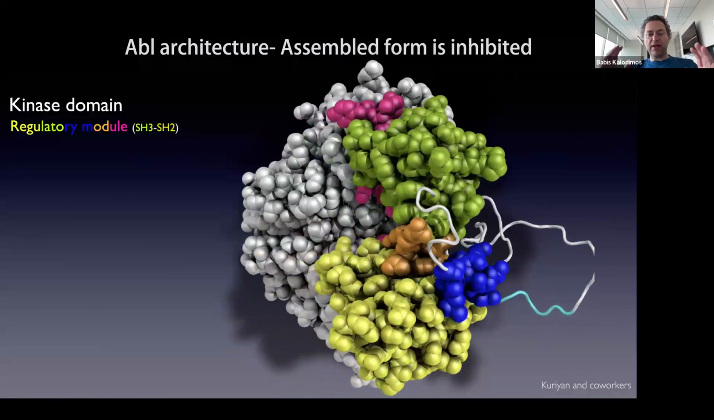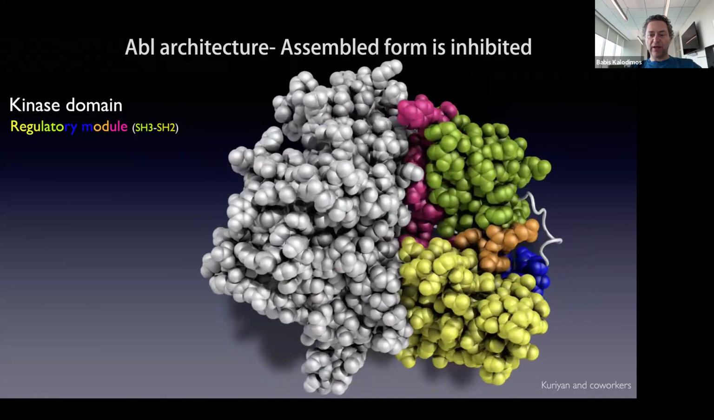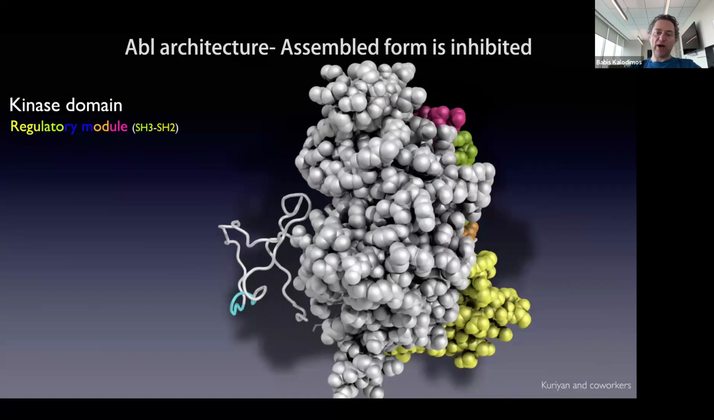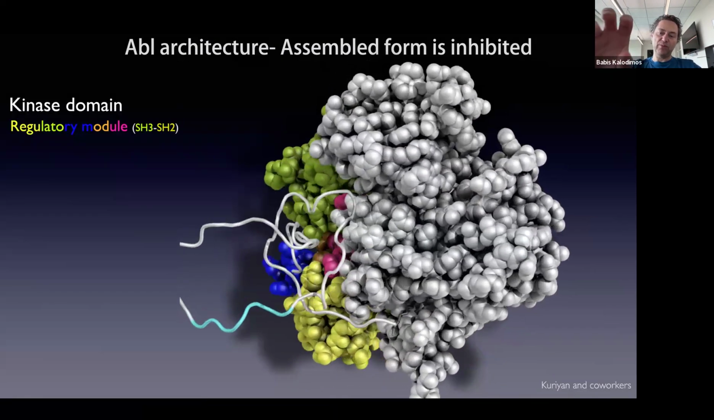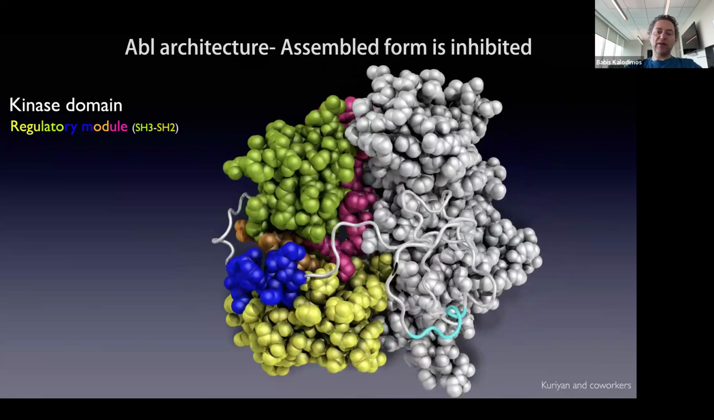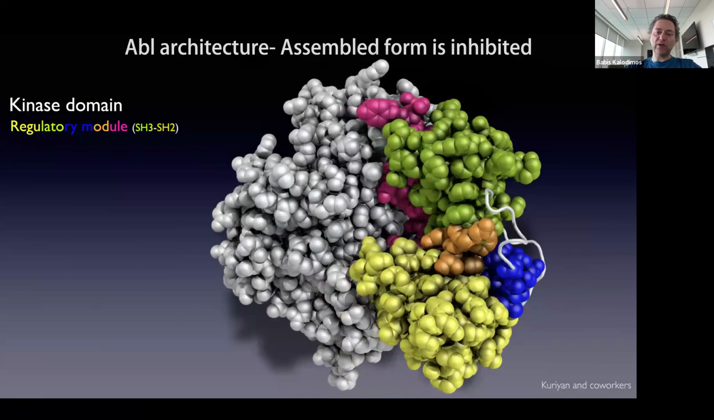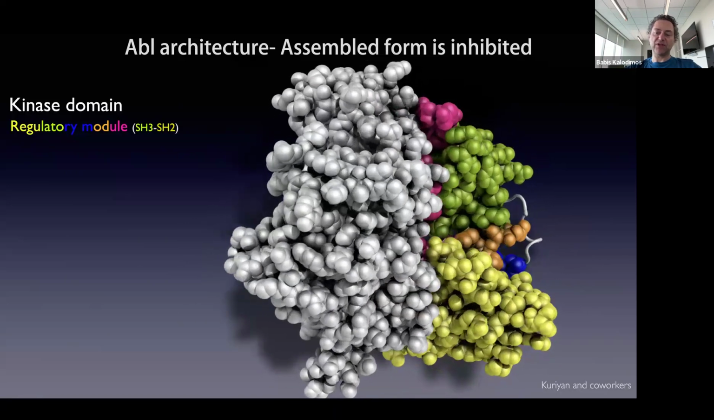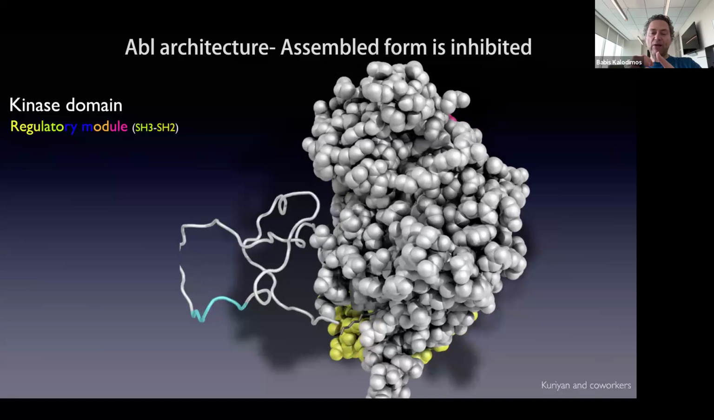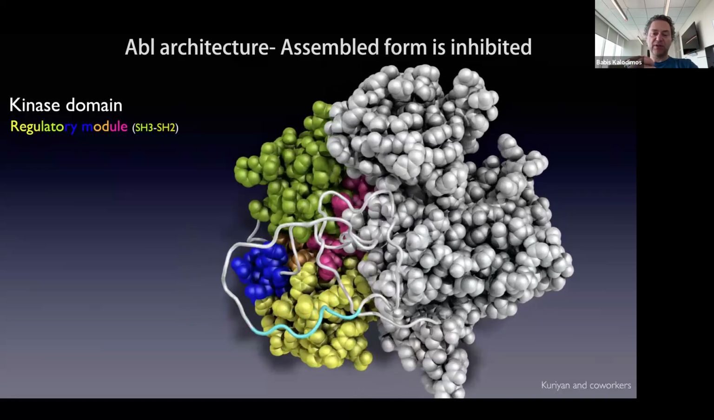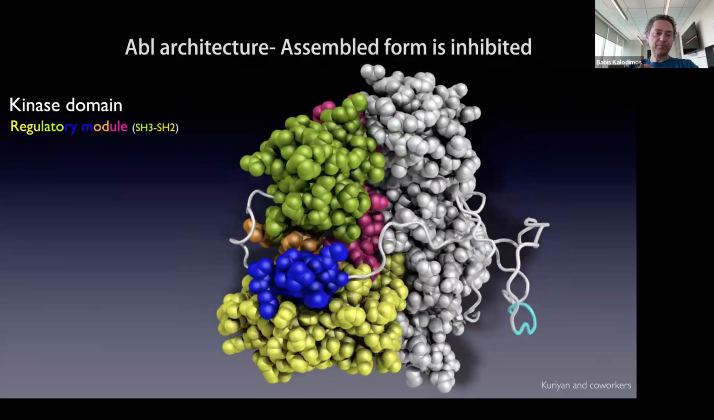This is how the main domain of ABL looks like. So you have here in white the kinase domain with the N lobe and the C lobe, as you can see. And then this colorful domain here is what we call the regulatory module that has an SH3 and SH2 domain that docks on the back of the kinase and keeps it in this inhibited state.